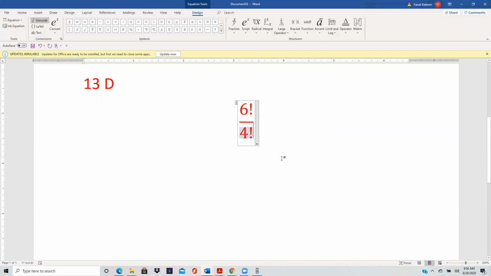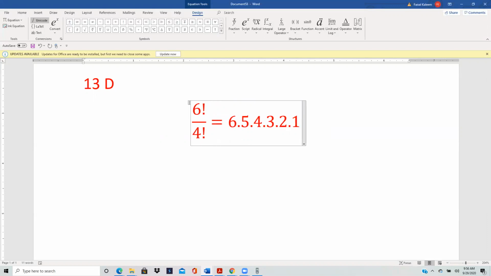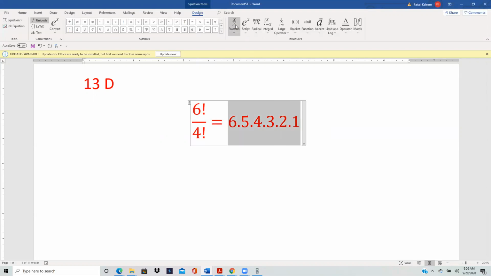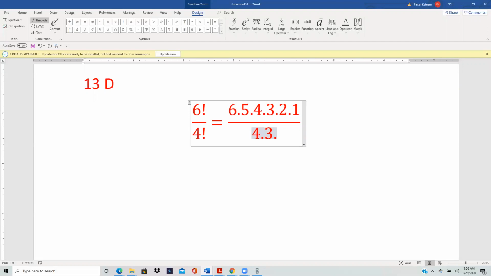So what you do is you start opening the factorial out. You know that 6 factorial means 6 times 5 times 4 times 3 times 2 times 1. And in the denominator, you do the 4 times 3 times 2 times 1.